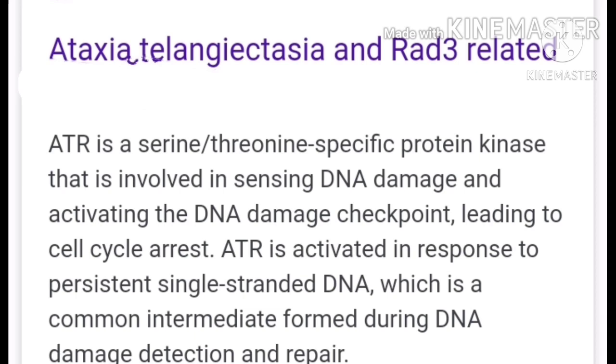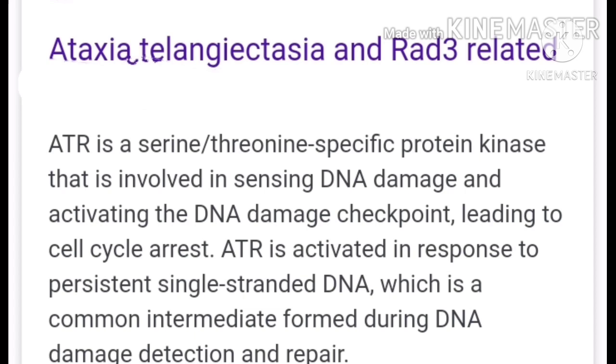The first option provided in the question is ATR. ATR is a serine threonine specific protein kinase enzyme. Why is it known as serine threonine specific protein kinase? Because it is responsible for the phosphorylation of other proteins, especially on the serine or threonine residue. This enzyme phosphorylates other proteins on the OH group of the amino acid residue, namely serine or threonine. Hence the name serine threonine specific protein kinase.